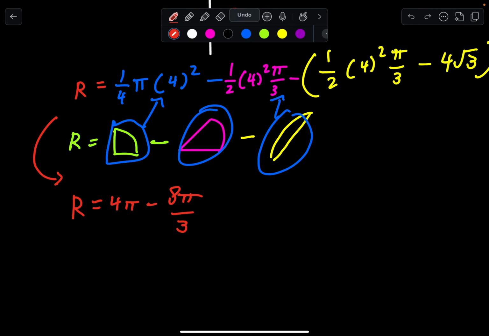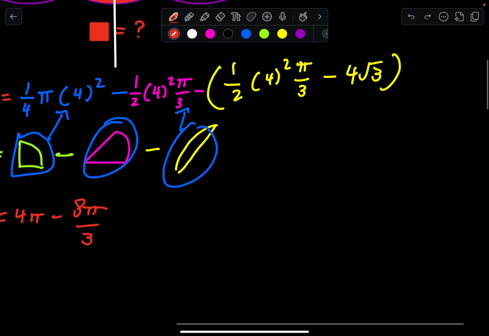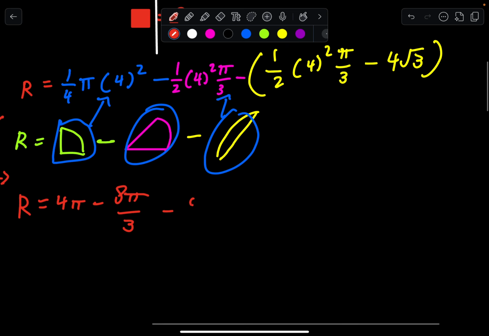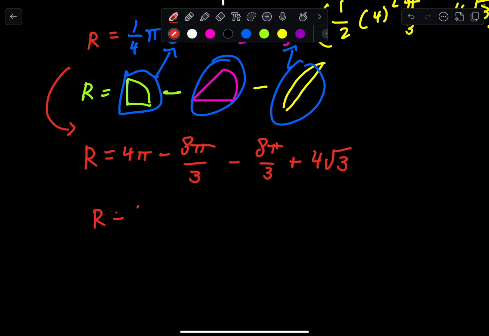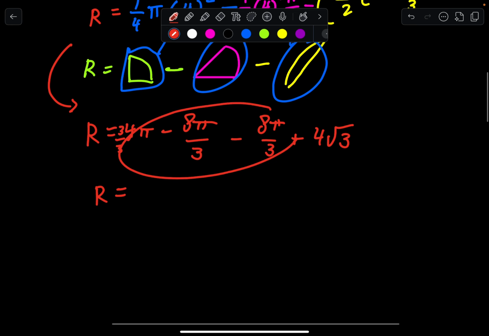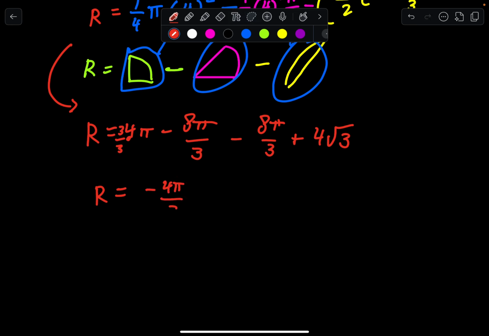If you continue simplifying, it turns out that we simplified this correctly, but this simplified is also 8 pi over 3, so that works out nicely. And if you simplify this now, you have minus 16 over 2 is 8, and then 8 pi over 3 again. So this becomes R is equal to 4 pi minus 8 pi over 3 minus 8 pi over 3. And then we have plus 4 root 3. And now let's just simplify. Our region R becomes what we have. Let's multiply by 3 over 3. This becomes 12 pi over 3 minus 16 pi over 3. We have negative 4 pi over 3 plus 4 root 3. That is our region R.